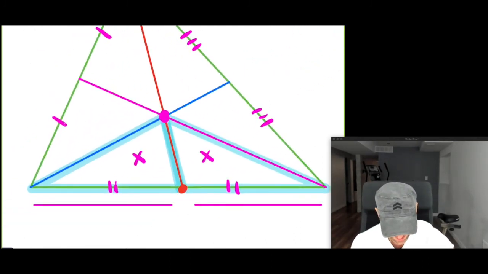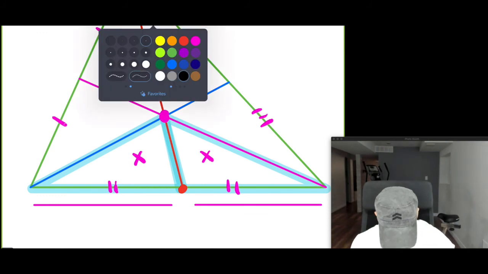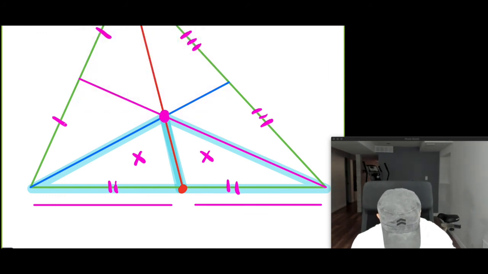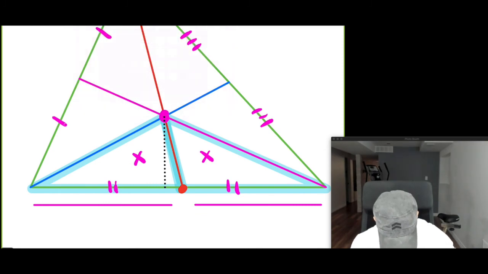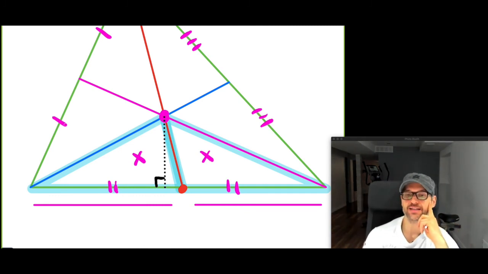If I blow this up, the height is from the vertex straight down, and it creates a right angle here. That's the height, and they share exactly the same height. So they have the same base and the same height. The area is base times height divided by 2, so those ones are identical.